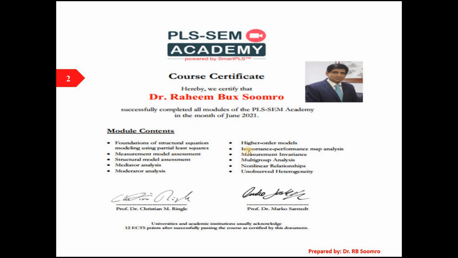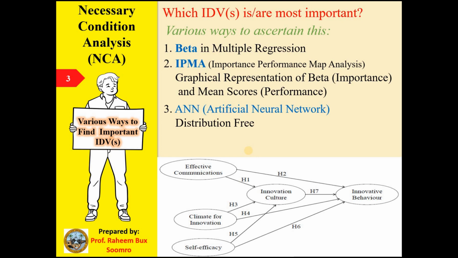So here we are looking at which IDV, independent variable, is important. In order to understand this, there are different tools. The first one is beta, which we get in multiple regression, if you remember, standardized beta and unstandardized beta. Then there is IPMA, importance performance map analysis. The third one is ANN, artificial neural network. Along with these three options, we have another very important option, the NCA, which we are now understanding.